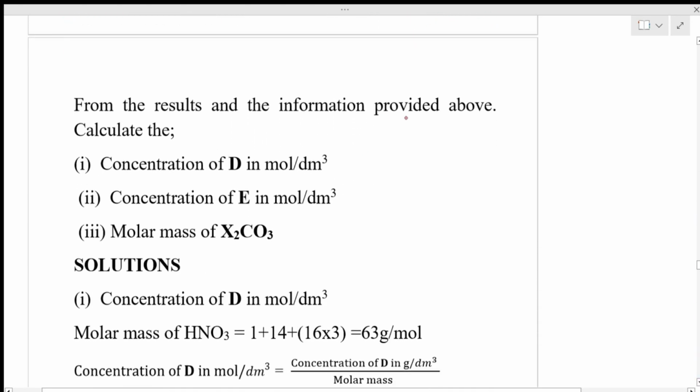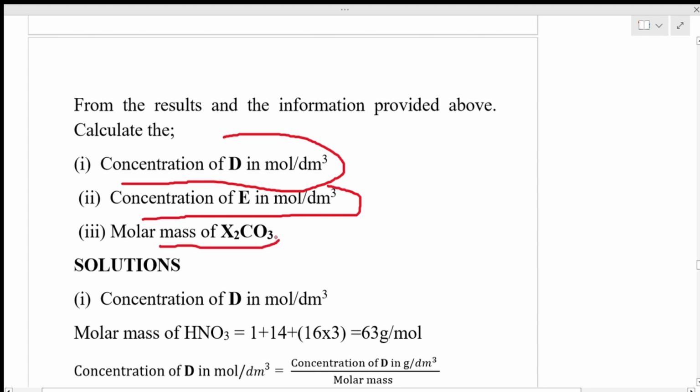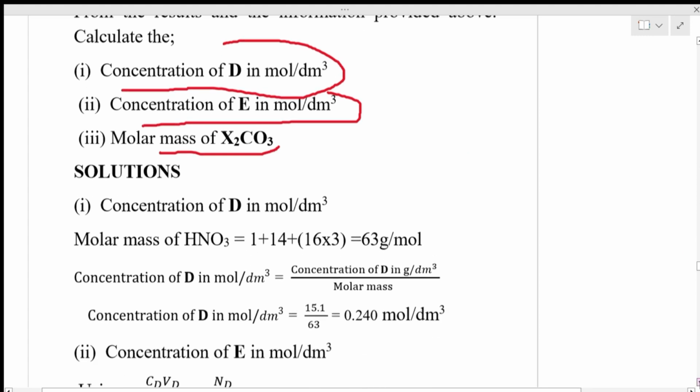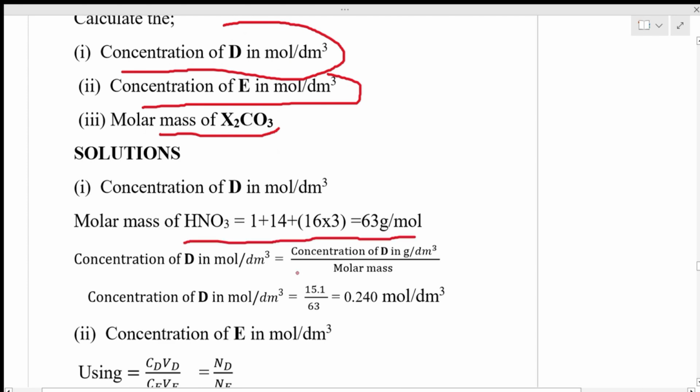From the information provided above, calculate conc of D in mole per dm³, conc of E in mole per dm³, and molar mass of X2. It's a straightforward question. The first thing we do is get our molar mass, because the formula I'm going to use is conc of D in mole per dm³ equals conc of D in gram per dm³ over molar mass. So our molar mass can be calculated. HNO3: 1 for H, 14 for N, and 16 for oxygen, with 3 molecules of oxygen making 48. So we have 14 plus 1 plus 48, giving us 63 gram per mole. Remember your units count in chemistry practical.